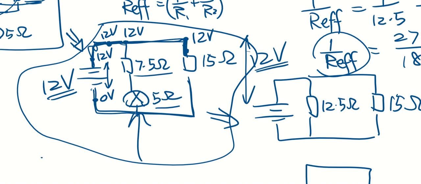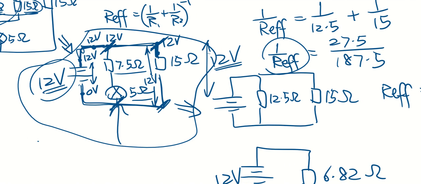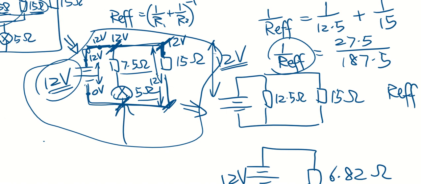Across this 7.5 ohm and 5 ohm lamp, there is a potential difference of 12. Why? Because they are connected in parallel to this 12 volts. So across here and here will be a potential difference of 12, and here and here as well. Why? Because in parallel connection, potential difference is the same.